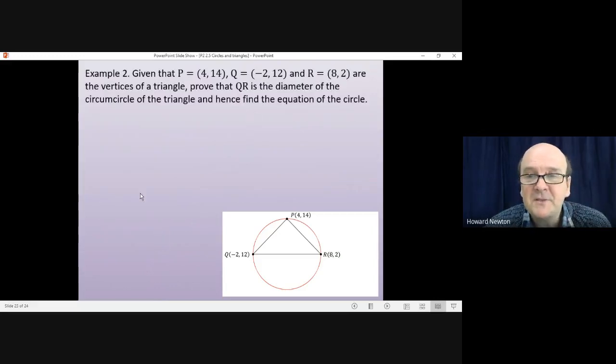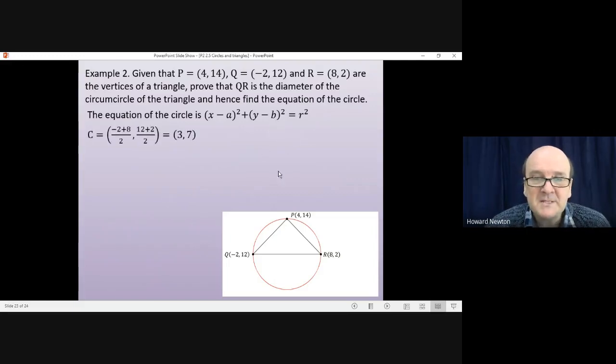Now we're also asked to find the equation of the circle. Well, the standard form for the equation of a circle is x minus a squared plus y minus b squared is r squared. I need to find a and b. Well, that's the center of the circle, which is the midpoint of QR, because we've said that QR is a diameter. That's the average of the x values, the average of the y values, which gives me 3, 7 for the center of the circle.